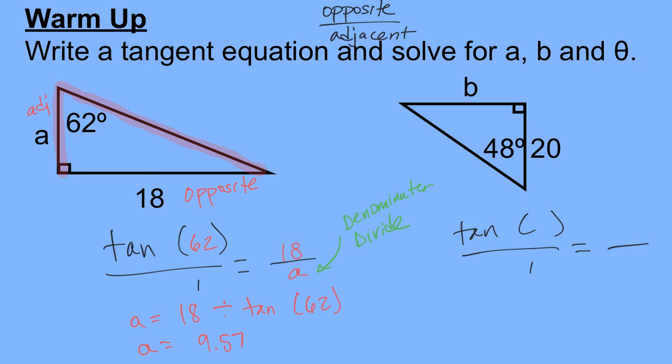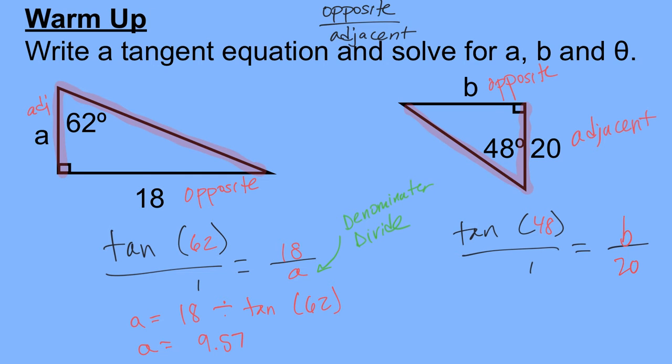Now let's look at the other problem. So I'm going to start again by identifying my opposite side and my adjacent side. In this case, the opposite side is B, and then the adjacent side is 20. And the way that I can tell that 20 is on the adjacent side is because 20 is touching or connected to that 48-degree angle. So now I'm going to set up my tangent problem by putting 48 in the parentheses, and then I'm going to do my opposite side over my adjacent, just like I always do for tangent. So in this case, that'll be B over 20.